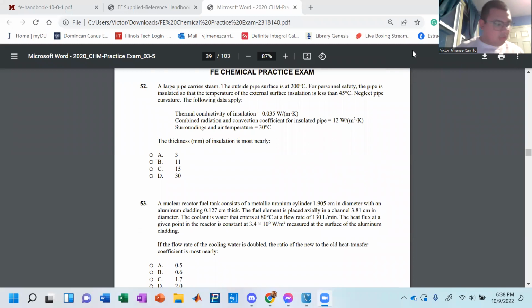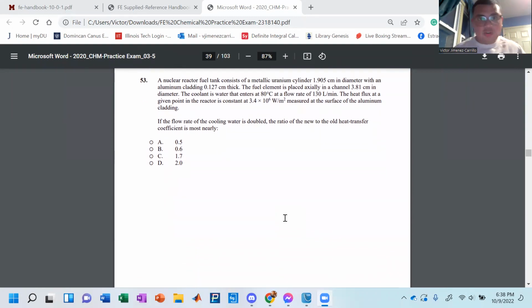Next question, 53. A nuclear reactor fuel tank consists of a metallic uranium cylinder 1.905 centimeters in diameter with an aluminum cladding 0.127 centimeters thick. The fuel element is placed axially in a channel 3.81 centimeters in diameter. The coolant is water that enters at 80 at a flow rate of 130 liters per minute. The heat flux at a given point in the reactor is 3.4 times 10 to the 6 watts per meter cubed at the surface of the aluminum cladding. If the flow rate of cooling water is doubled, the ratio between the old and new heat transfer coefficient is most nearly blank.